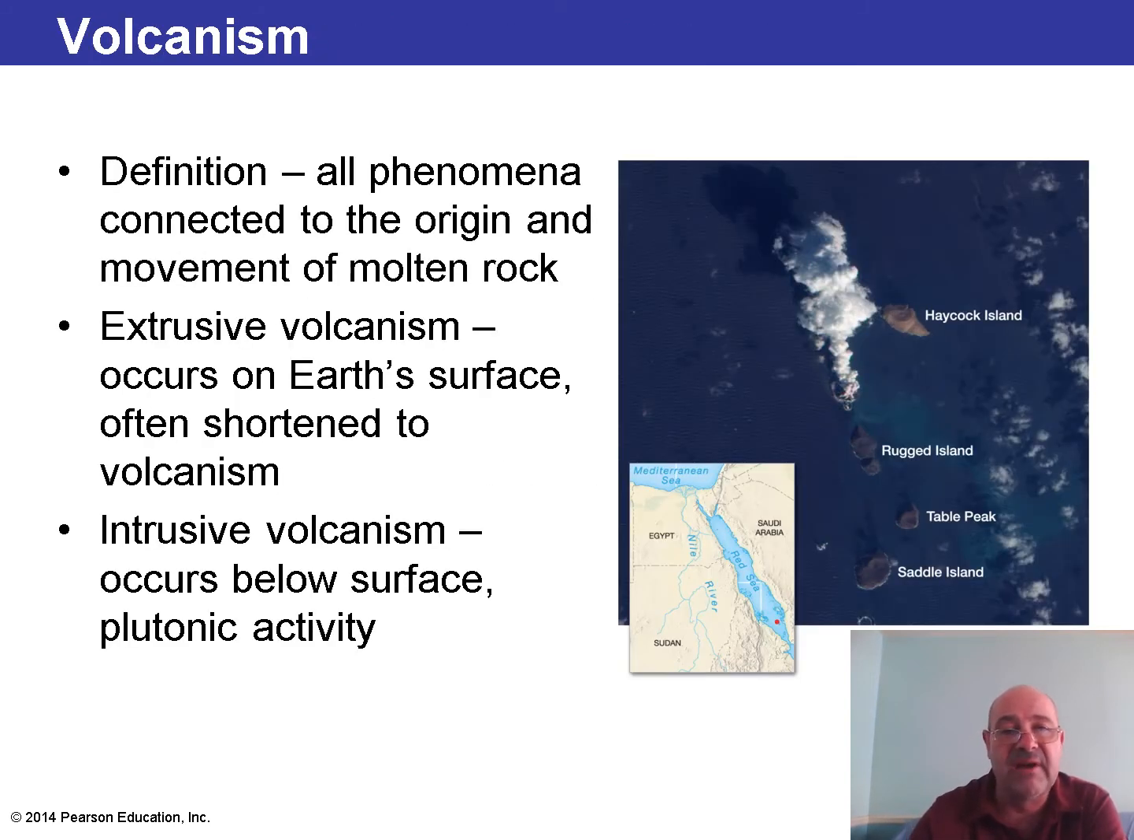All right, so definition of all phenomena connected to the origin and movement of molten rock. That's volcanism. You need to know this. So volcanism. Definition, all phenomena connected to the origin and movement of molten rock. Extrusive. Now, we've already went over some of this in the last chapter. Extrusive occurs on the Earth's surface. Just remember, extrusive, outside. Intrusive, within the Earth, okay? Intrusive volcanism occurs below the surface. Plutonic activity.